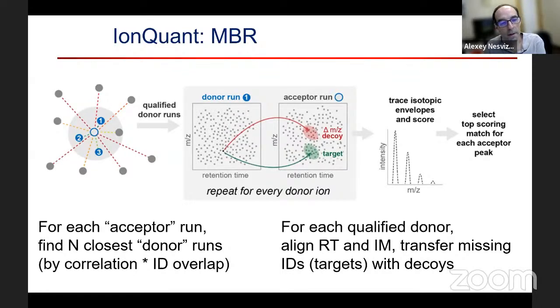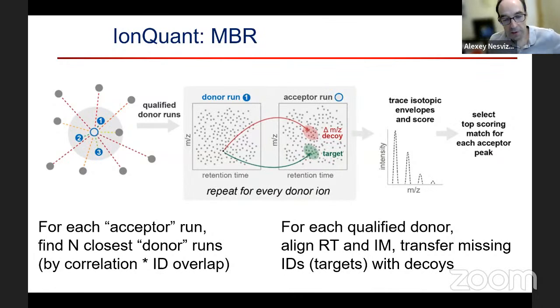So we basically take an m/z that shouldn't be in the data. We take an identified m/z, shift it by 11 or 13, I forgot, go to the acceptor run, and try to find it there. And we shouldn't find it. If we find it, we call it a decoy transfer.